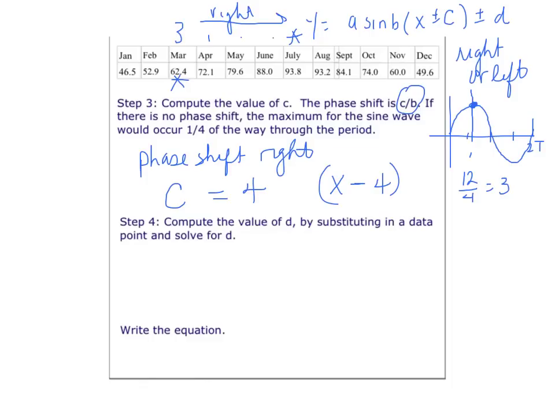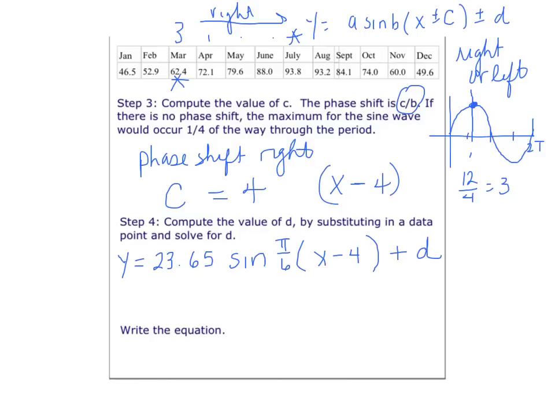All right, so far we have A, B, and C. Now we need D. We're going to compute the value of D, substituting in a data point and solving. Now this is the point where you and I could have different final values for D, because we could use a different point. There are 12 points we could use. So for instance, let's do a recap. The amplitude was 23.65. We're using the sinusoidal curve. B is going to be pi over 6. And then we have x minus 4. And then we'll just put plus D there.